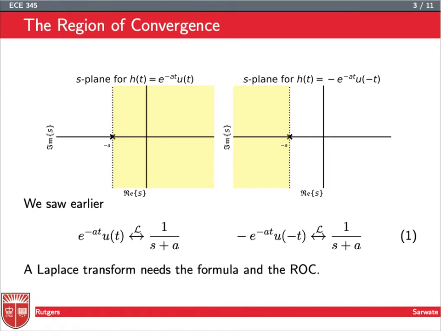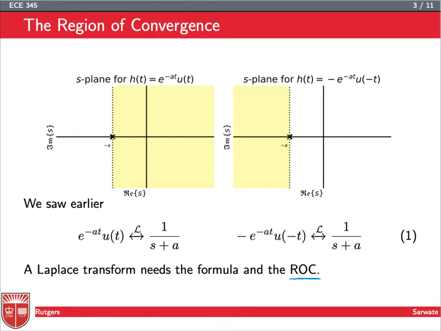So let's look at our example that we had before, where we had two different time domain signals. We had h of t equals e to the minus at u of t, and h of t equals e to the minus at u of minus t. We had these two time domain signals, and it turns out the formula for the Laplace transform was the same in both cases. What was different? The difference was that the ROC was different.